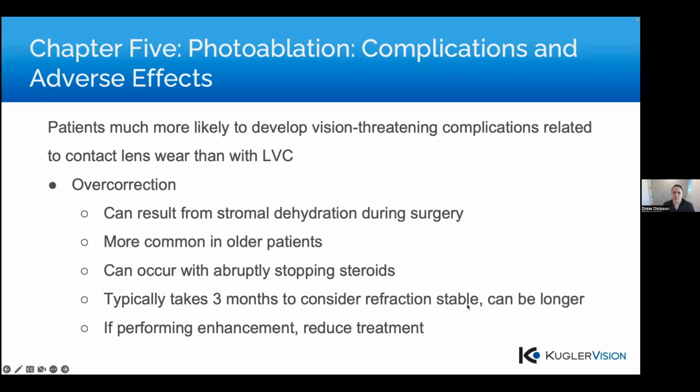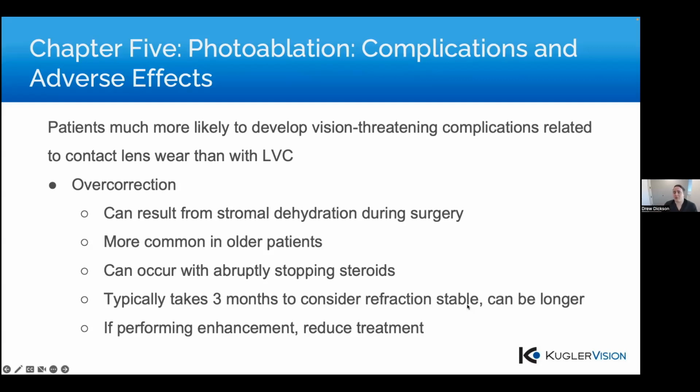Some of the things that we worry about with photoablation are overcorrection. This can result if the stroma becomes dehydrated during surgery. If you scrape off the epithelium or lift your LASIK flap and take too long to do the ablation, the stroma can dry out and become thinner. And then by doing your ablation, since the stroma is thinner, you're creating more of a refractive effect and can have overcorrection. This is also more common in older patients.